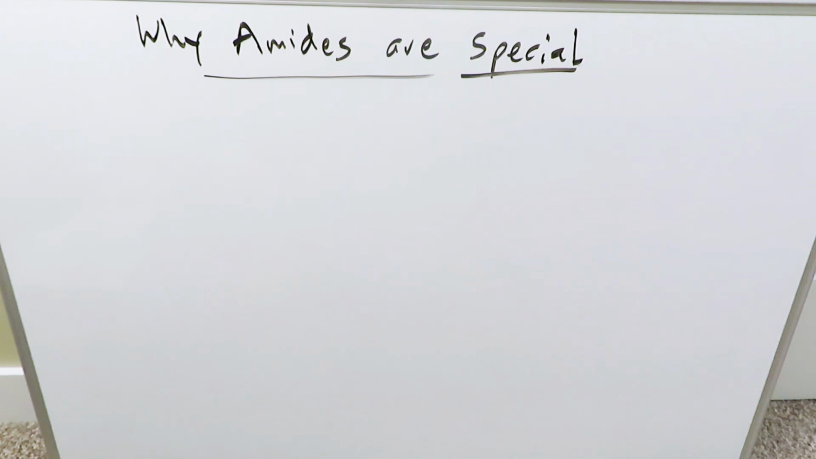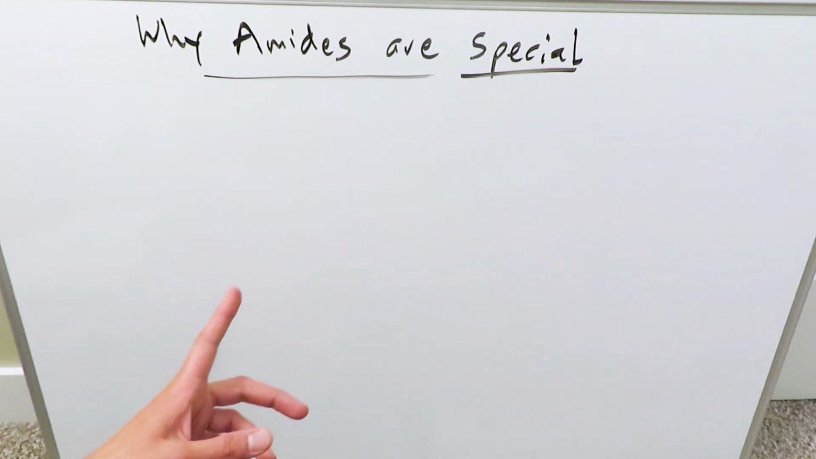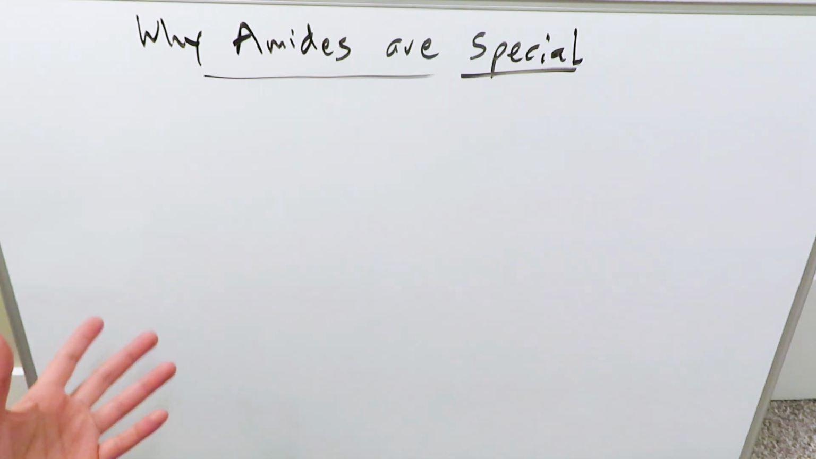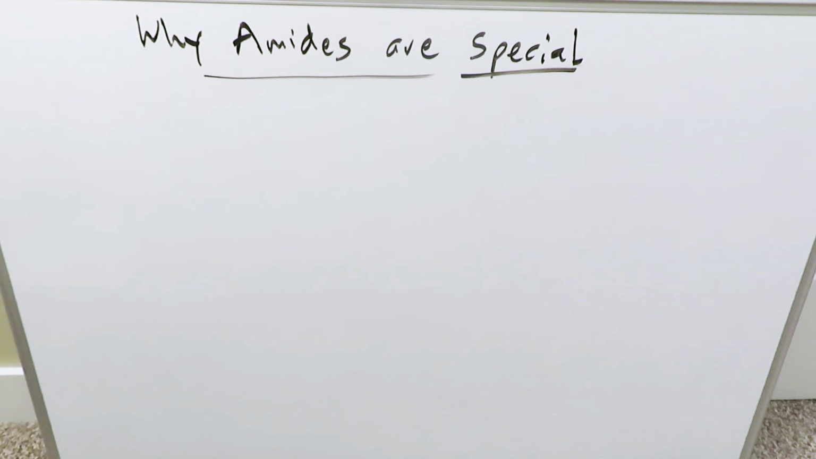Here in this video we're looking at why amides are special. Before we look at exactly the answer to this rhetorical question, let's look at how we can generate an amide. Then we will examine the functional group.